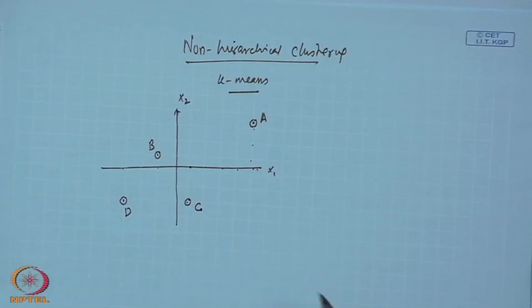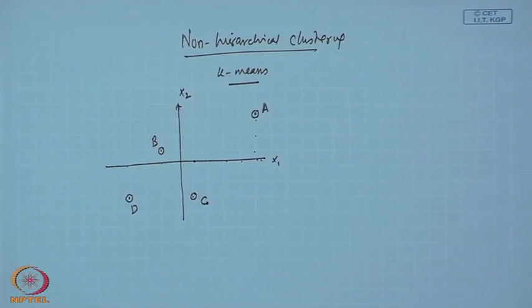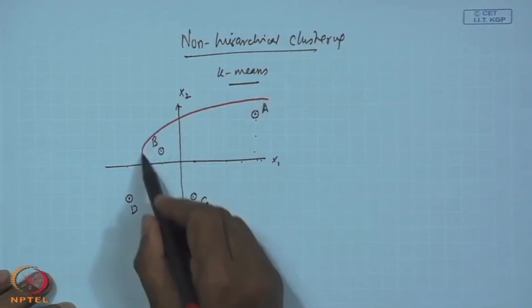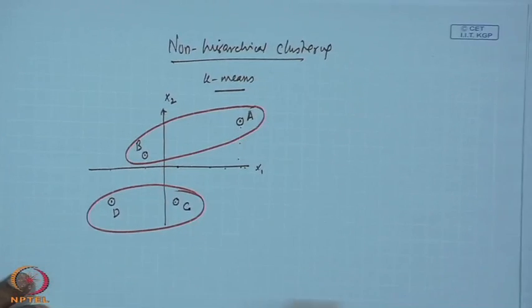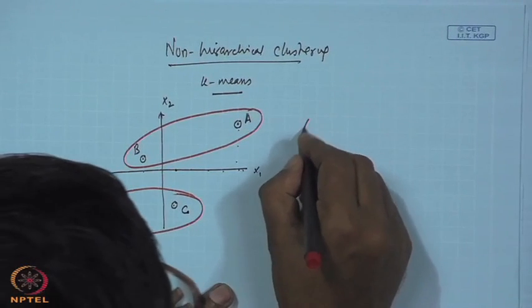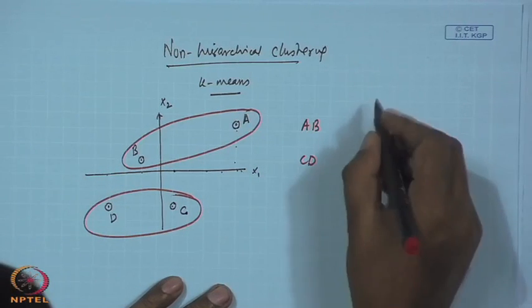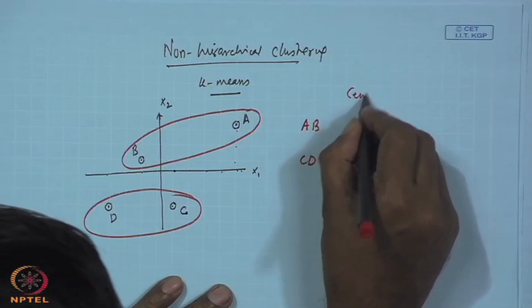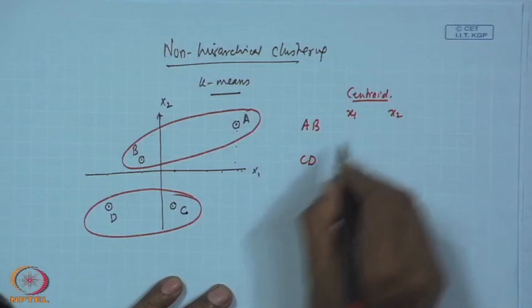Fine. So, I want to create possible clusters. What we will do is arbitrarily put the objects into clusters. For example, we may say these two are one cluster, and this is another cluster. Essentially, you are making AB one cluster and CD another cluster. Okay. Then you have to find out the centroid for x1 and x2.